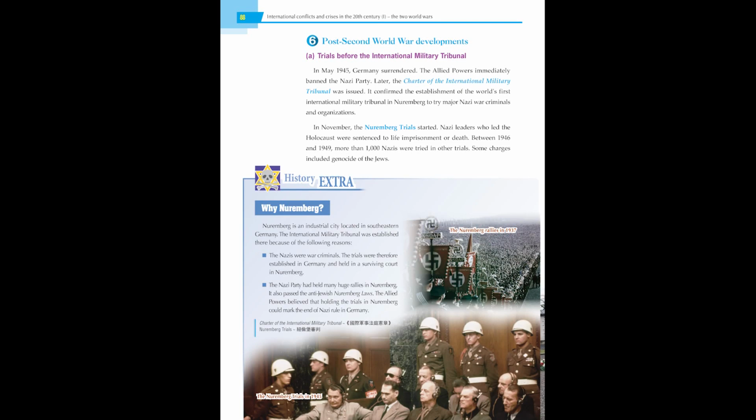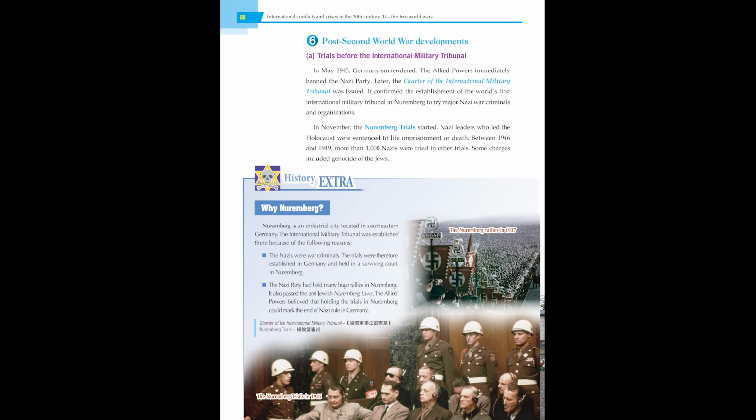6. Post-Second World War developments. A. Trials before the International Military Tribunal. In May 1945, Germany surrendered. The Allied powers immediately banned the Nazi Party. Later, the Charter of the International Military Tribunal was issued. It confirmed the establishment of the world's first international military tribunal in Nuremberg to try major Nazi war criminals and organizations. In November, the Nuremberg trials started.